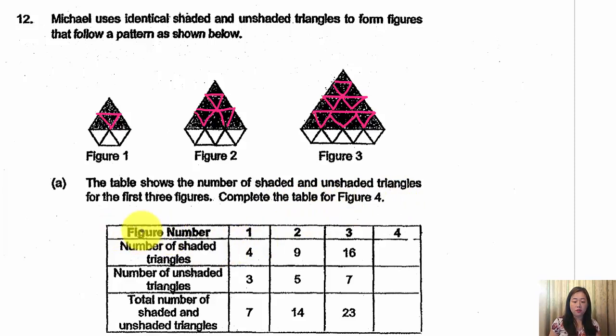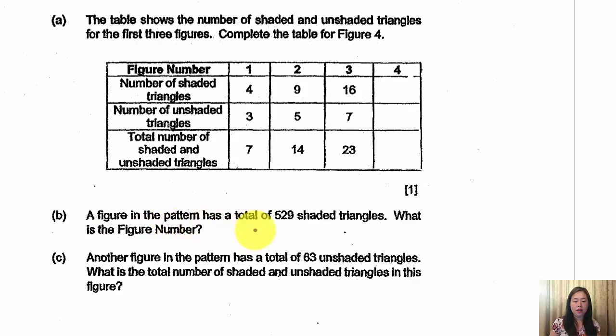So there is a table here. So figure number 1, 2, 3, 4, and then number of shaded triangles 4, 9, and 16. Number of unshaded triangles 3, 5, and 7. Total number of shaded and unshaded triangles 7, 14, and 23. B, a figure in the pattern has a total of 529 shaded triangles. What is the pattern number? C.